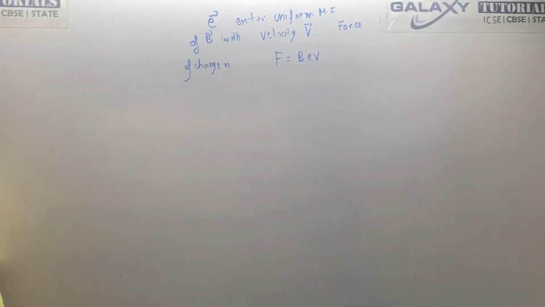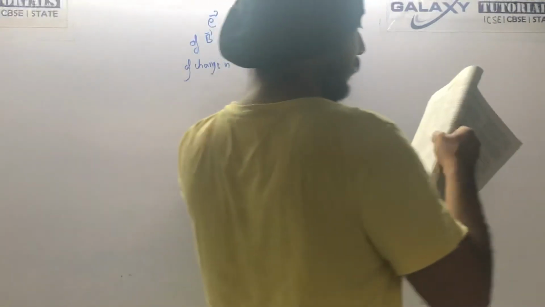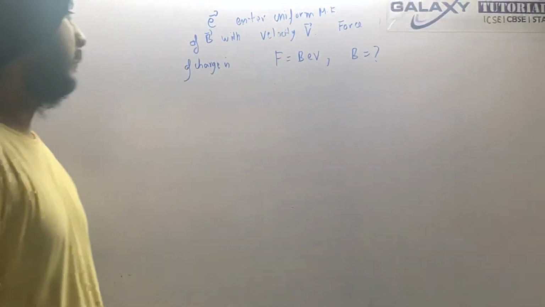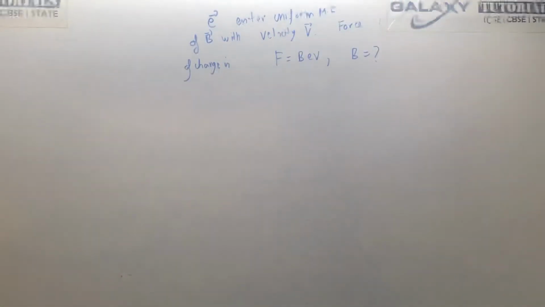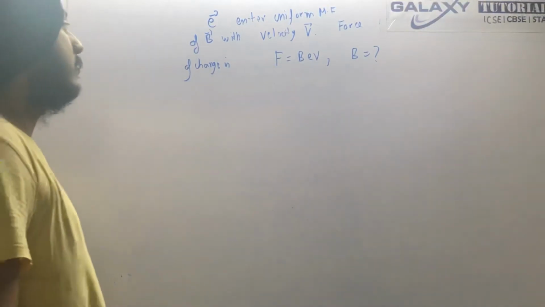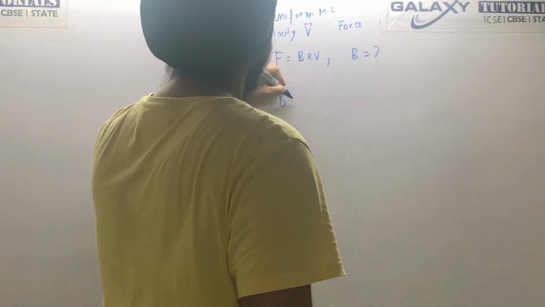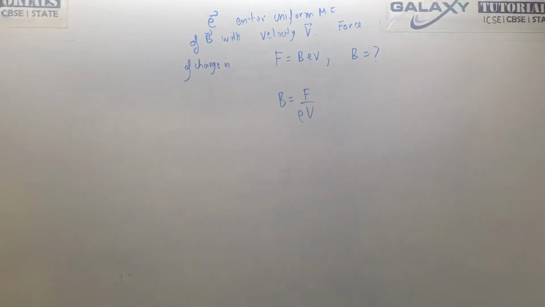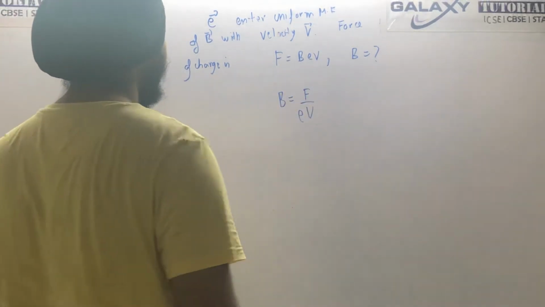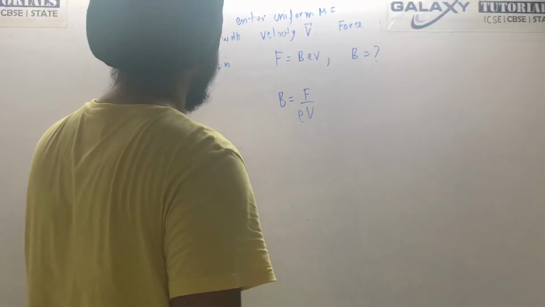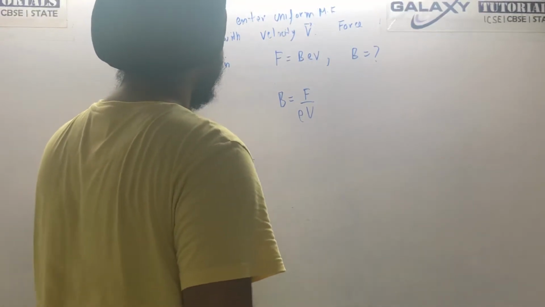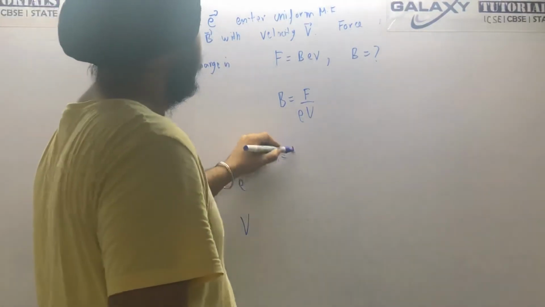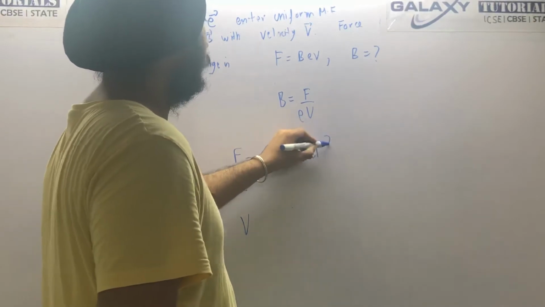Now what we have to do is find the dimensions of B. Dimension means you have to find it in that MLT form. So B will be how much? B is equal to F upon EV. So before solving it, first write the dimensional analysis of F, E and V. So force is what? Mass into acceleration, which is M L T minus 2. We have done this many times.